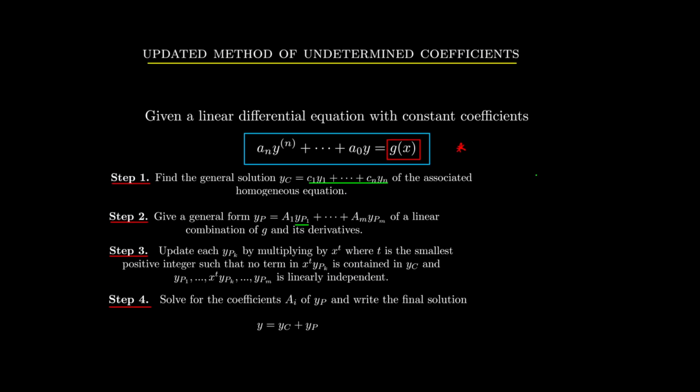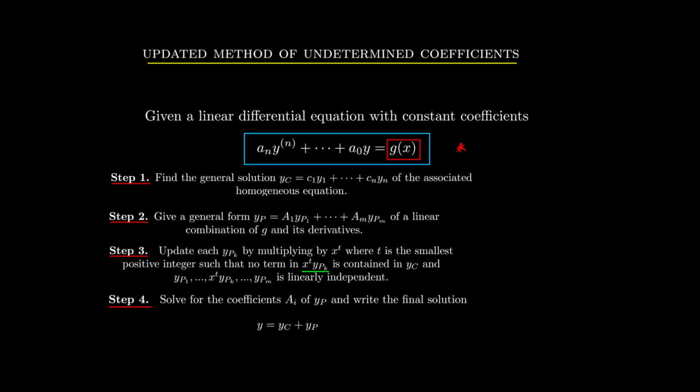So our goal is to eliminate such matching, and the way that we're going to do that is by multiplying by the smallest power of t here, which eliminates this kind of matching. So we multiply by x to the t, where t is the smallest integer such that two things happen. Firstly, x to the t times y sub p k is no longer a solution to the homogeneous equation. So then we've eliminated that problem.